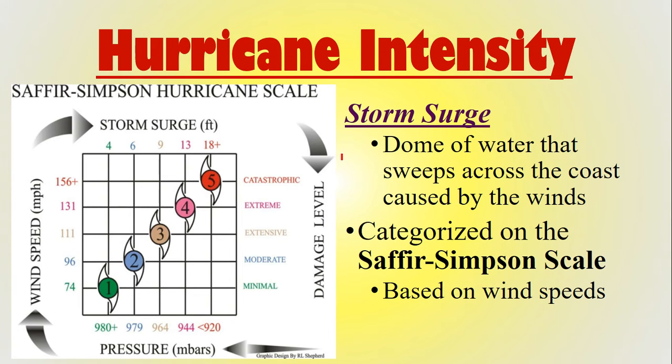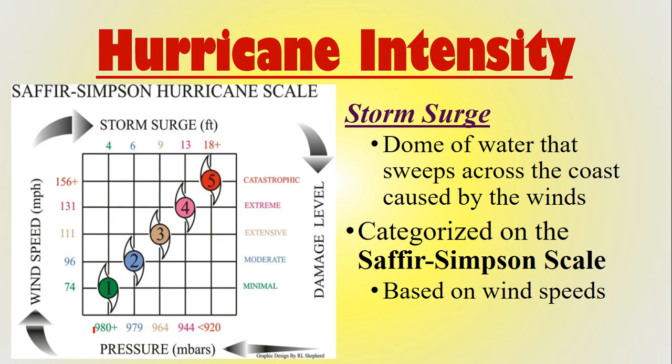Hurricane intensity. When you look at hurricane intensity, you have to look at the storm surge. This is a dome of water that sweeps across the coast. It's caused by wind pushing. We also categorize it on the Saffir-Simpson scale, which is based off wind speed, but there's a big correlation between pressure and wind speed. As you can look over here, category one has a pressure of 980 plus, while say a category 5, which has wind speeds of 156 or more, will have a pressure lower than 920 millibars.